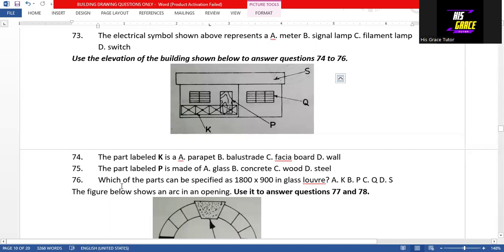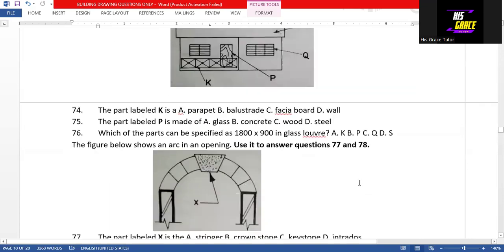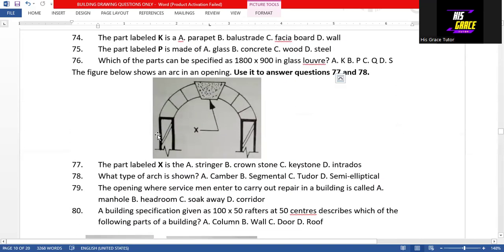Question 76 says that which of the parts can be specified as 1,800 by 900 in glass louver. That is part Q. So option C is the answer to question 76. We are to use this diagram to answer question 77 and 78. Question 77 says that the part label X is introduced. That is option D is the answer to question 77.